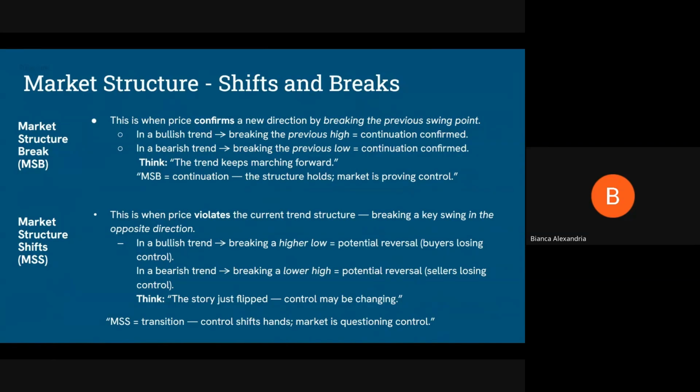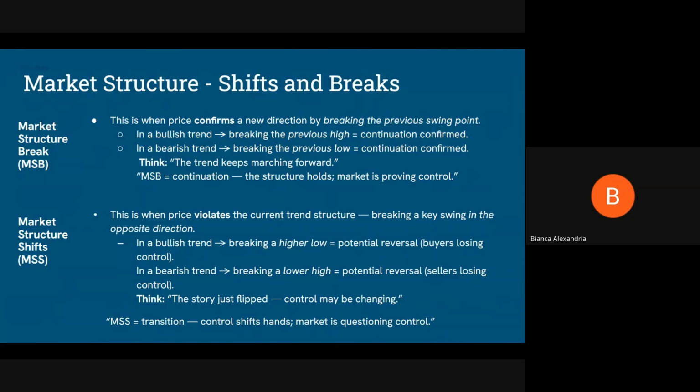So a market structure break is a clear close beyond a major pivot point, confirming that control has shifted from one side to the other. So we use breaks to show us that price is continuing, it holds structure, and it's proving that we are in control in whatever direction that is. So an example, a bullish market is breaking the previous high. So a continuation is forming, it's confirmed. And in a bearish trend, breaking the previous low equals the continuation is confirmed as well. So a market structure break equals continuation.